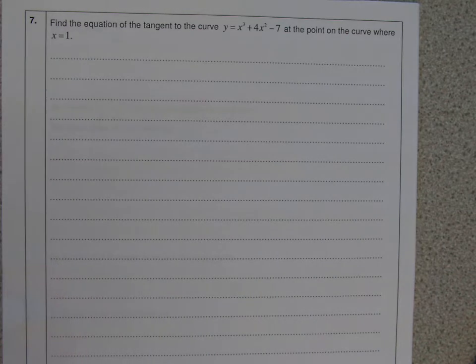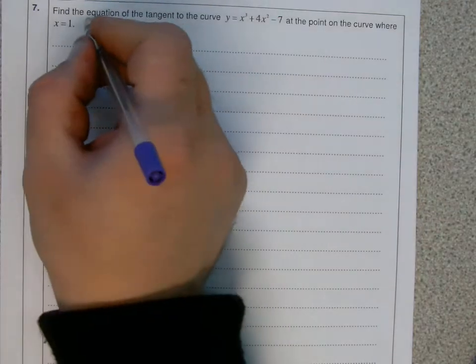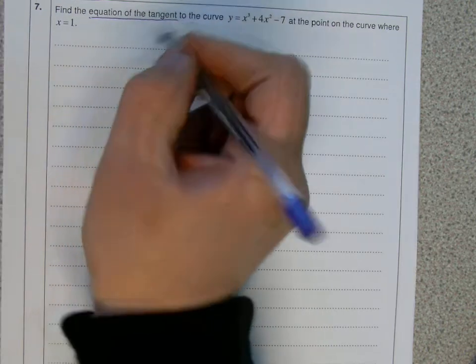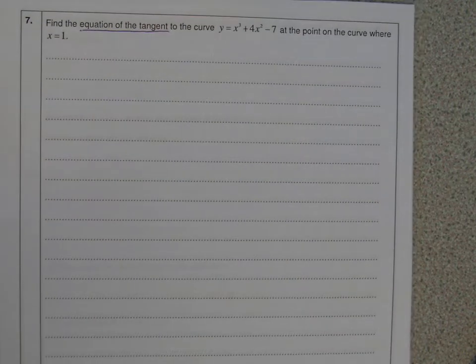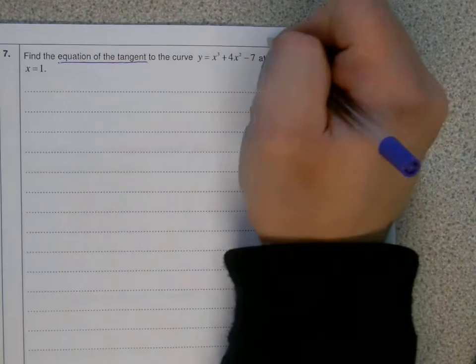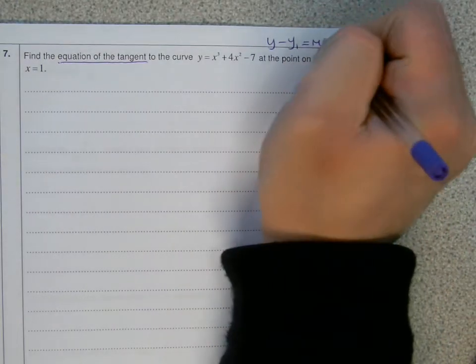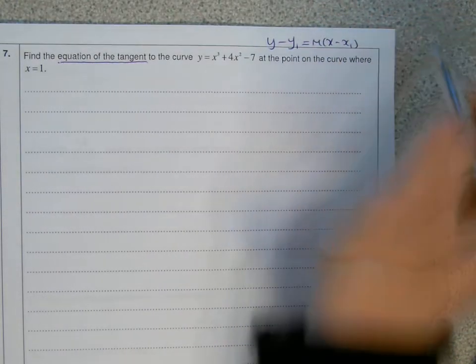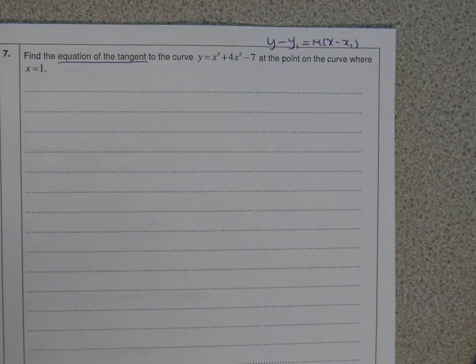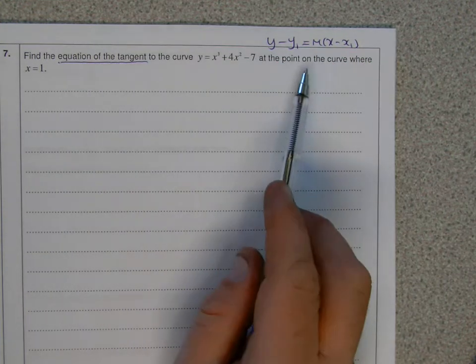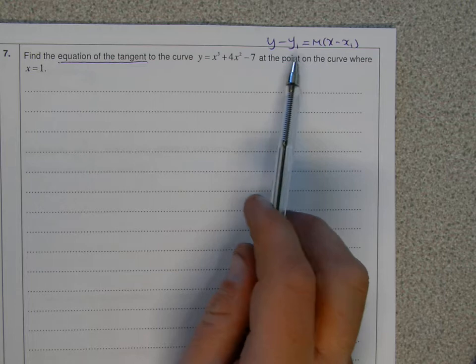Okay, find the equation of the tangent to the curve y equals x cubed plus 4x squared minus 7 at the point on the curve where x equals 1. You need to remember when it says equation of the tangent, we need to use what we learnt in coordinate geometry, right? y minus y1 equals m(x minus x1), okay?